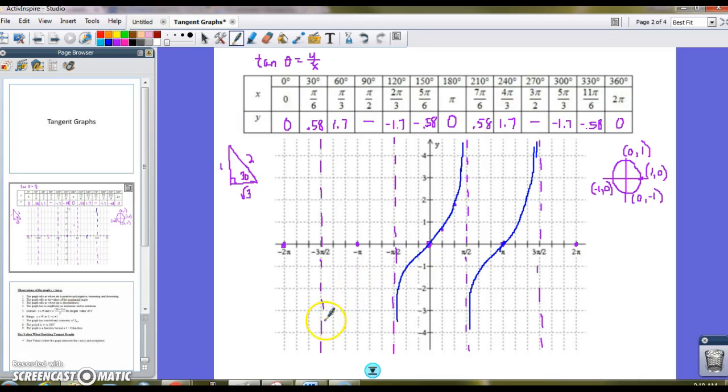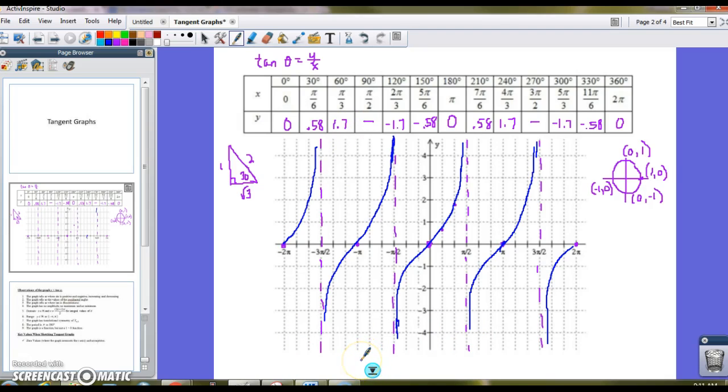And it would do the same here. It would curve and go up, like that. It won't actually intercept the asymptote. It just kind of curves. And here we would have this, and it kind of curves like that. So that's what my really bad drawing looks like, but that's what the tangent graph looks like.